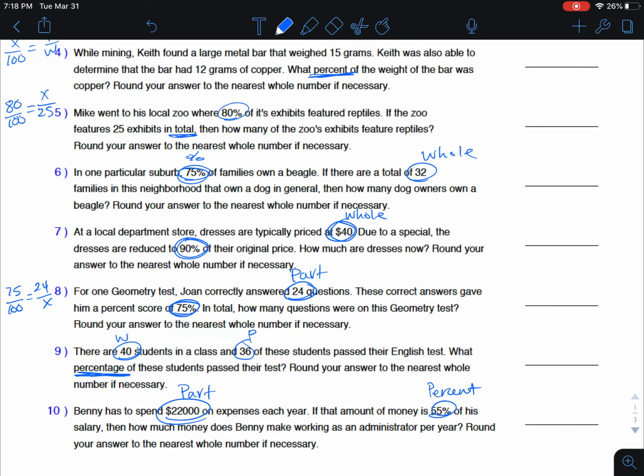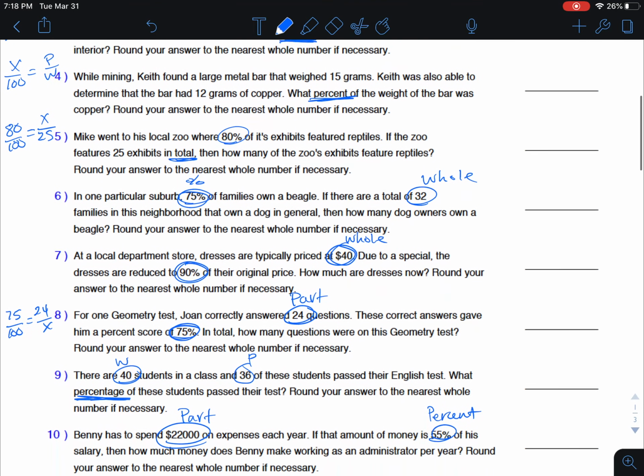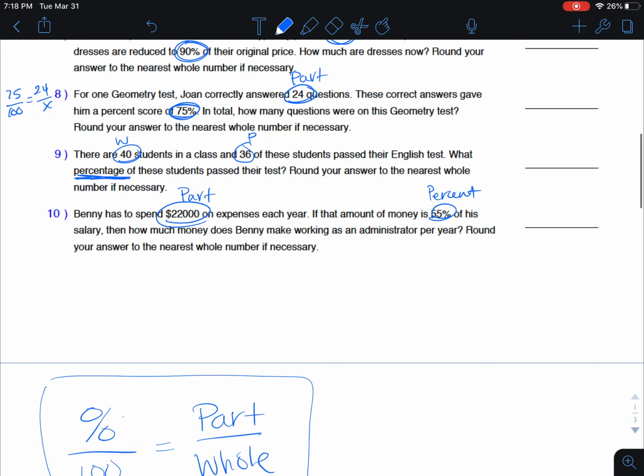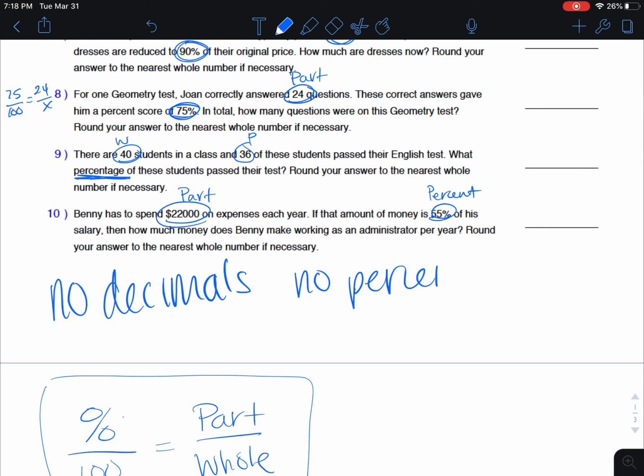All right. When you put numbers into Schoology, notice that every single one of these questions says round to the nearest whole number. No decimals when you enter stuff in. Okay, so no decimals. Also, do not put any percent signs. No percent signs, okay? Don't have to write those in. Just write numbers in. We're going to keep it as simple as possible, all right?